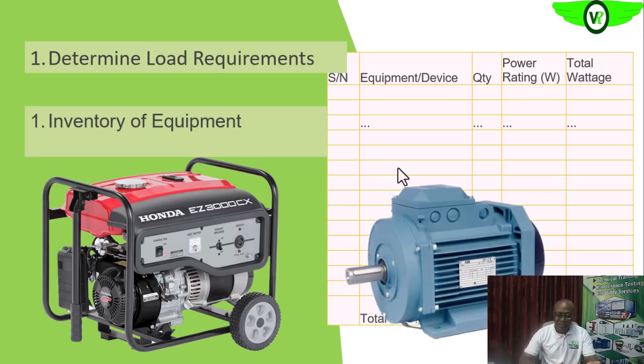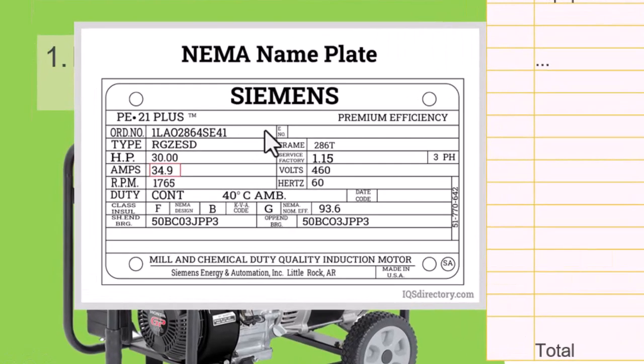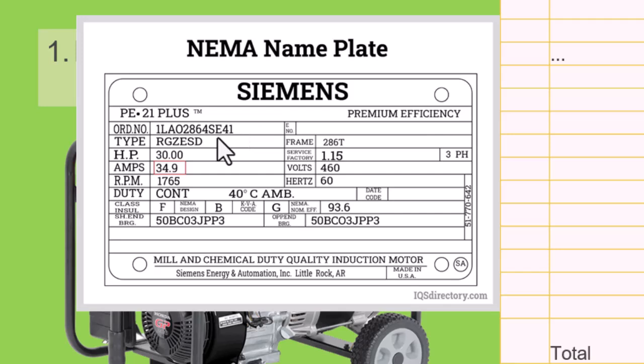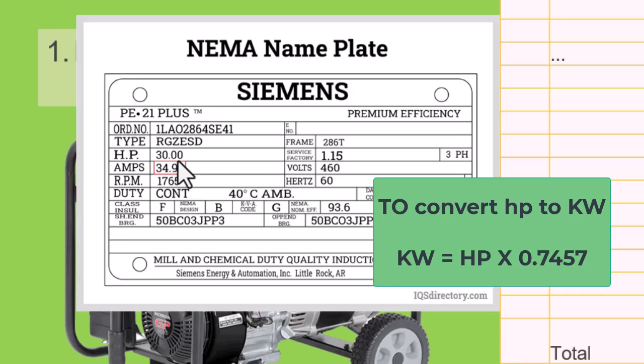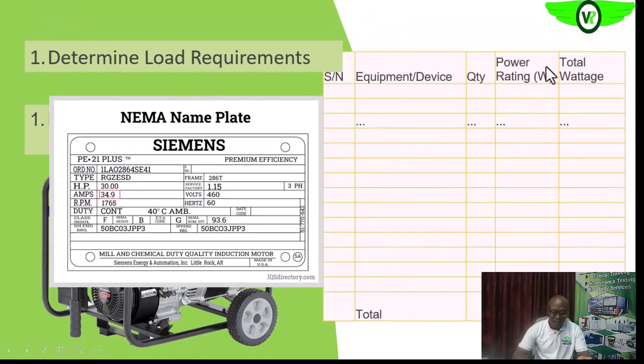So like we said, in making this inventory, the nameplate is where you get the power rating from. These are examples of nameplates. When you look at the nameplate of the equipment, you see this is in horsepower. Are we getting it? So this is the horsepower rating. This is what you will have. You convert it to wattage, and then you place it here.